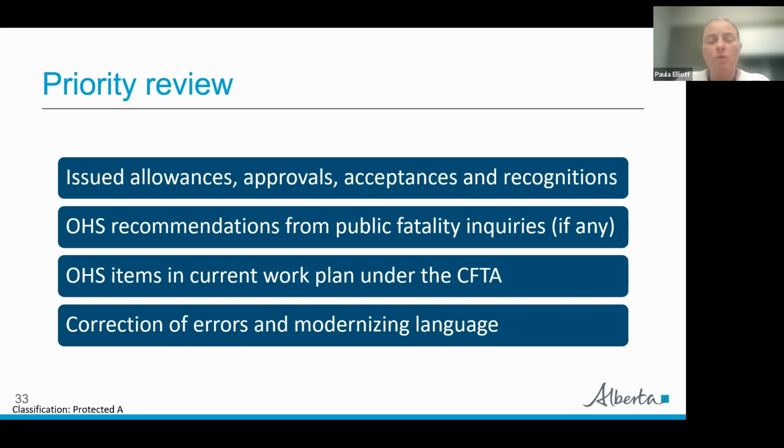Currently, what I'm aware of for the other two items on the agreement work plan include occupational exposure limits and health and safety management systems. I believe, however, if you Google it and look for the actual information, health and safety management systems has been deferred indefinitely. And then finally, another area would be correction of errors and modernizing language.